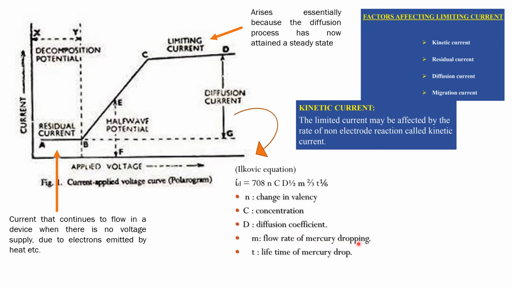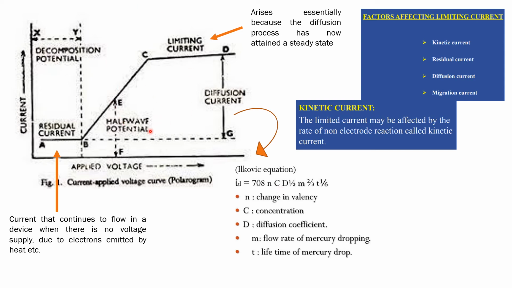That is, you are having a dropping mercury electrode, so m is the rate at which the mercury is dropping. t is the lifetime of a mercury drop, that is, how much time a mercury drop persists. So substituting all the values, you can get the value of the diffusion current, and the amount of diffusion current is proportional to the concentration. So by measuring the diffusion current, you can get an idea regarding the concentration of the electroactive species that is present in the solution.